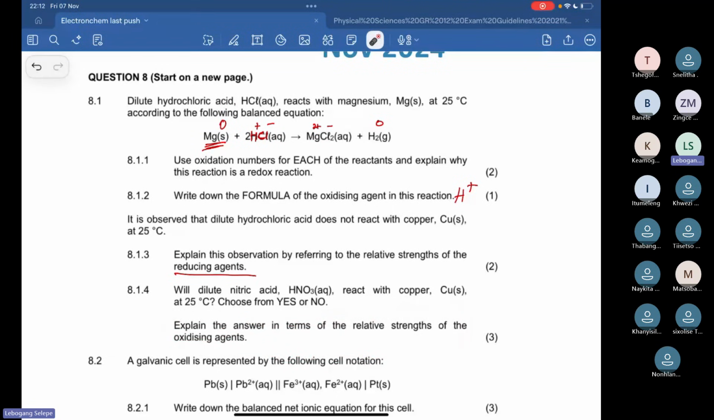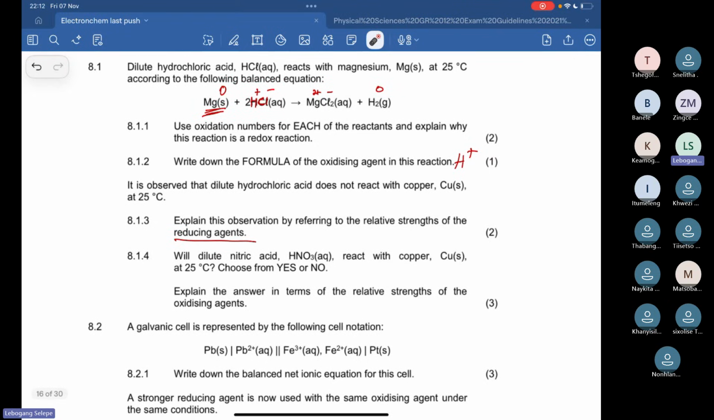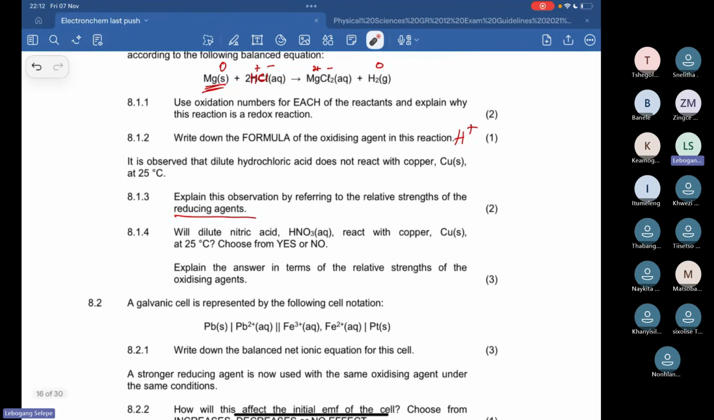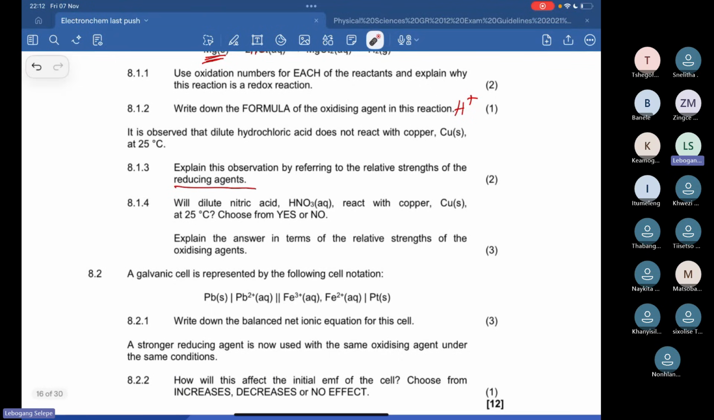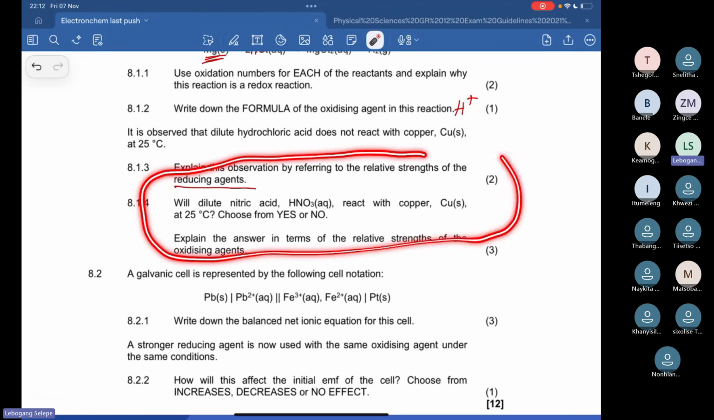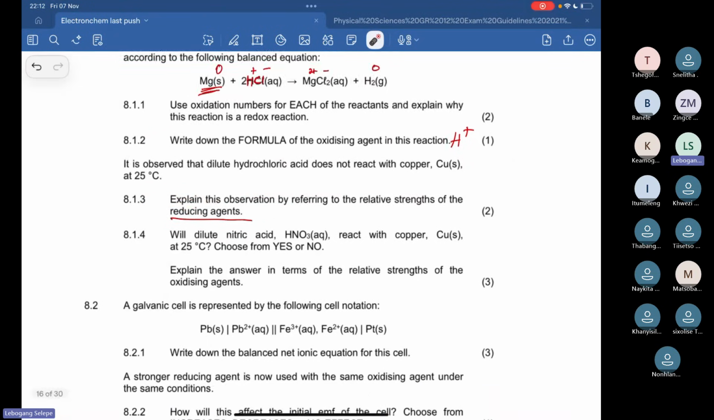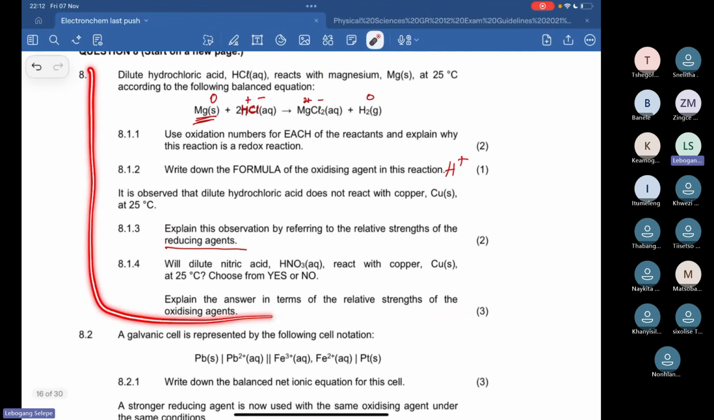Look at this, guys. 2 plus 3 marks, all just explaining using relative strength of reducing or oxidizing agent. 5 marks. It's always there. This question will always be there. They will just try to bring it in different ways, but it will always be there. So please make it a point that you are able to explain. Then after this, you see this is the first part of the question.